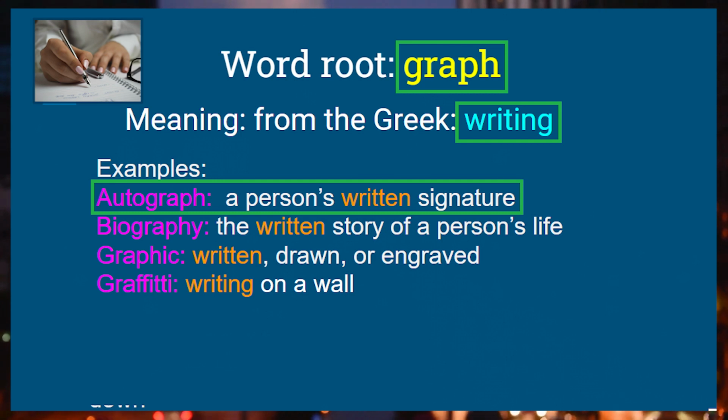The word root for that is graph. And in this case, unlike a graph you may create in a math class, this would come from the Greek and it means writing. If you see graph as part of a word, it's going to have something to do with writing or putting something down on paper. For example, graffiti. Graffiti would just be writing or tagging a wall with art or words, whereas an autograph would be a person's written signature.